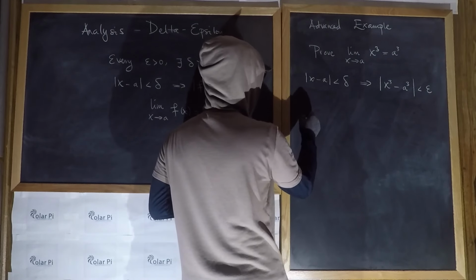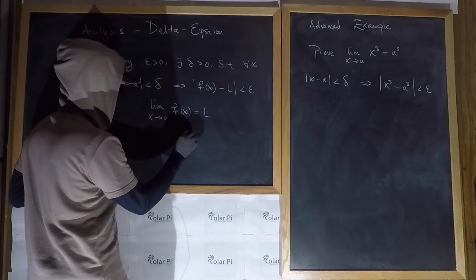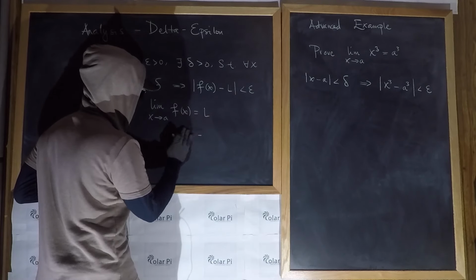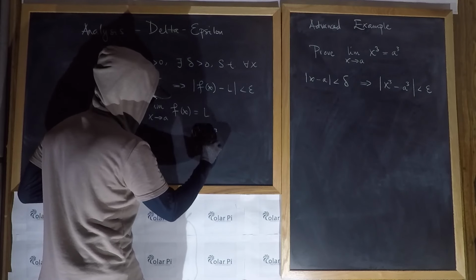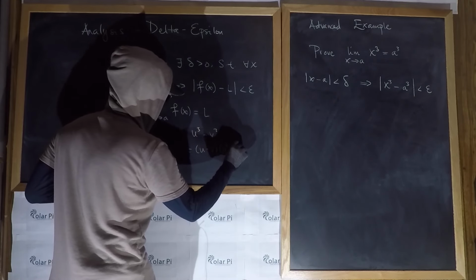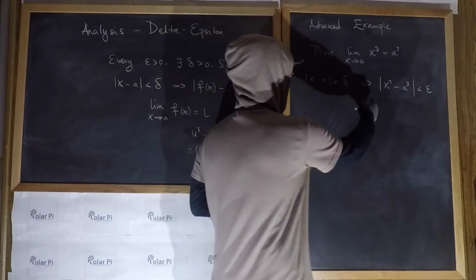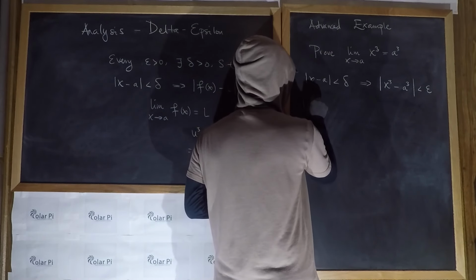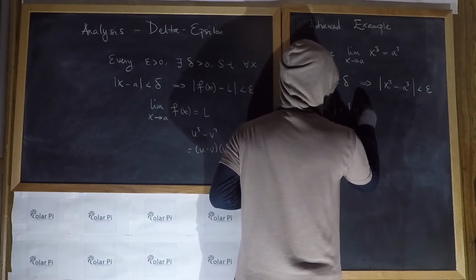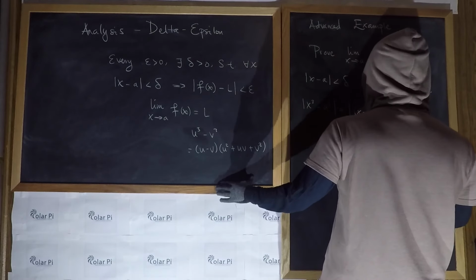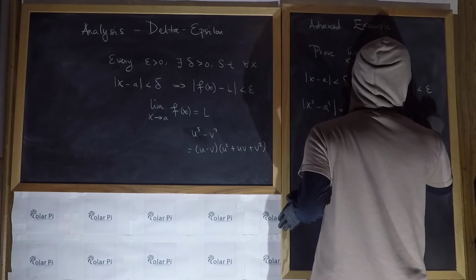Now we know that by difference of cubes factoring, u cubed minus v cubed is u minus v times u squared plus uv plus v squared. That's true. Then that means the absolute value of x cubed minus a cubed is equal to the absolute value of x minus a, using this here, times x squared plus ax plus a squared.